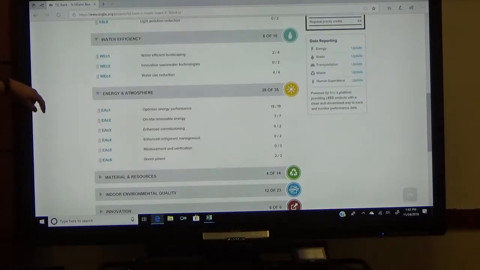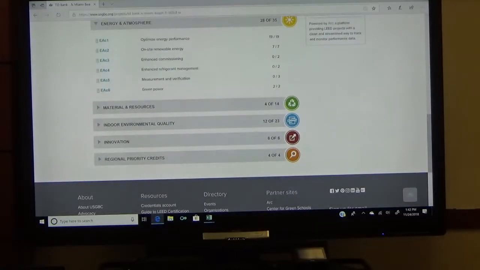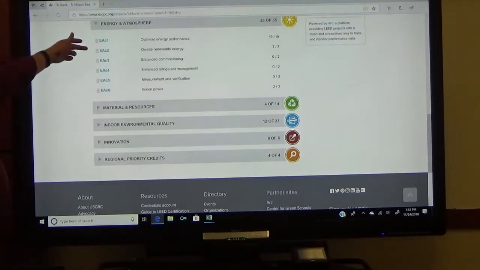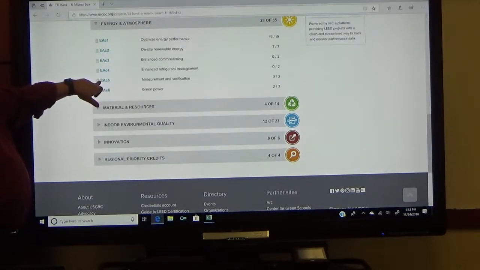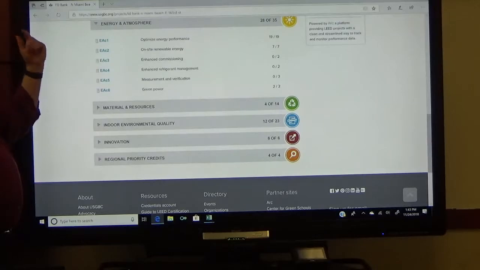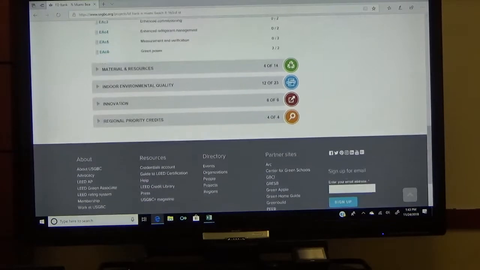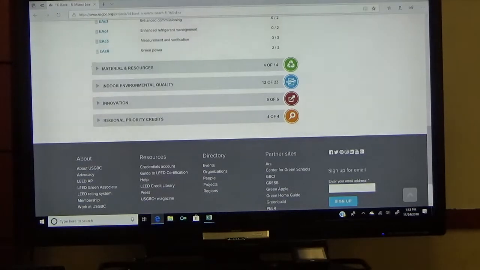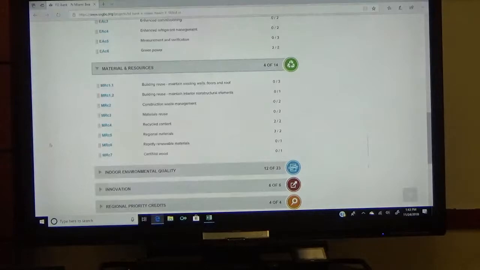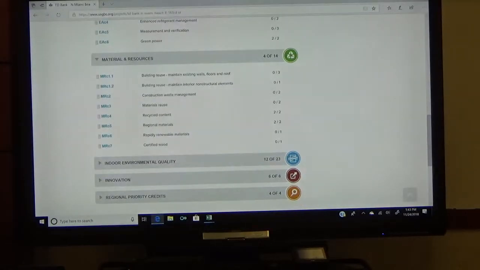Okay, and then moving on down, energy performance, on-site renewable energy, measurement and verification of the things you're putting into place that we talked about earlier, green power. Again, what's the URL for that? usgbc.org.